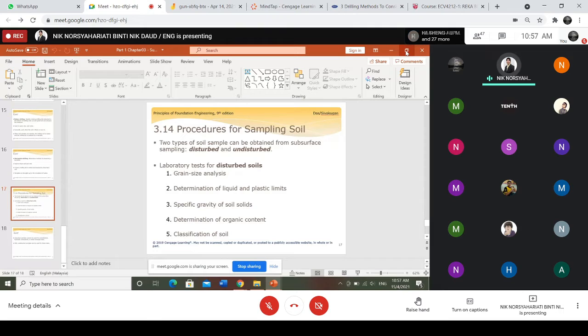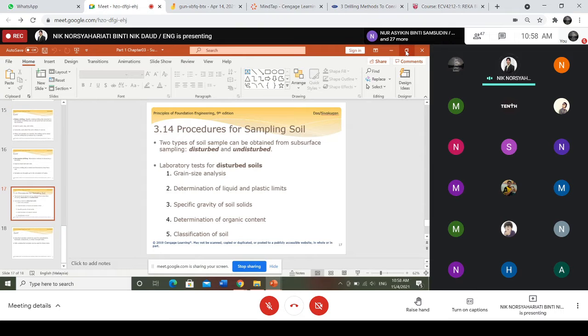That means you go to your site, then you just use a backhoe, not an excavator, a backhoe. You can just dig a small pit, a square pit. After that, you can collect either a disturbed sample or an undisturbed sample. But this is only for a few meters of depth, like 3 to 6 meters. For disturbed and undisturbed samples, there are different purposes and different lab tests suitable for each.